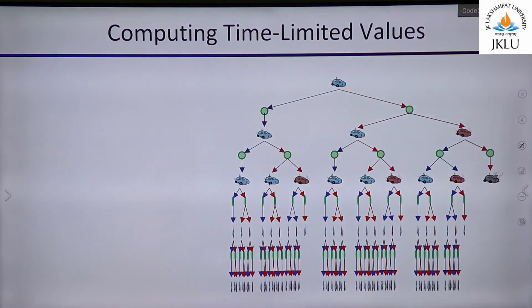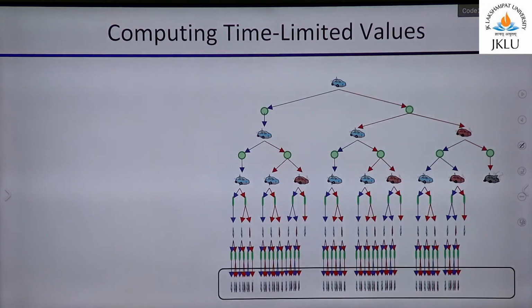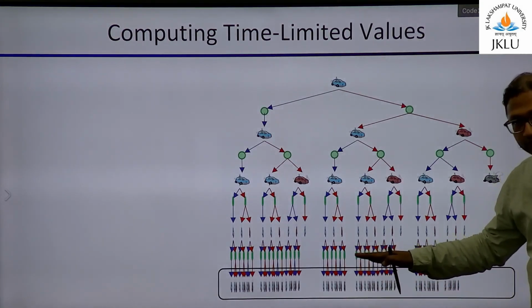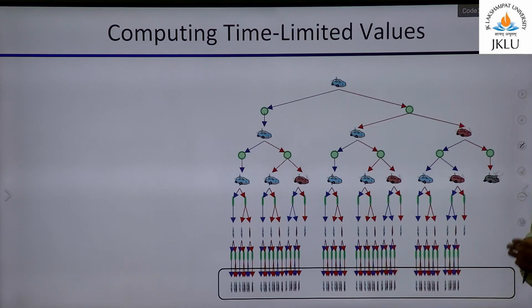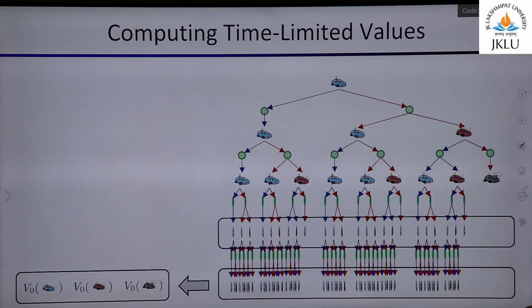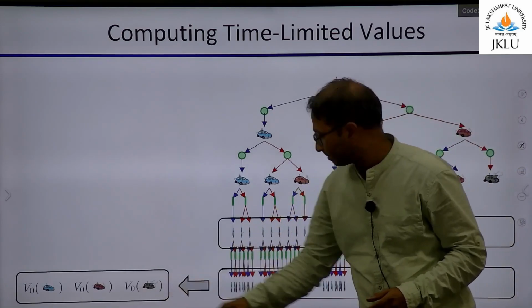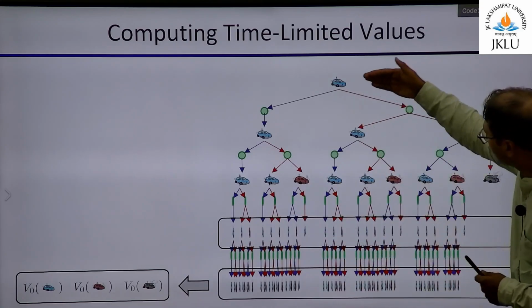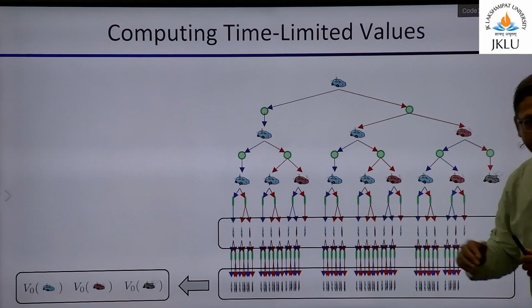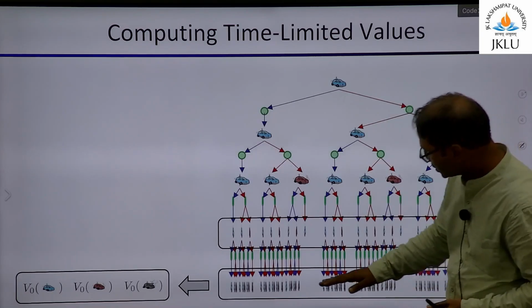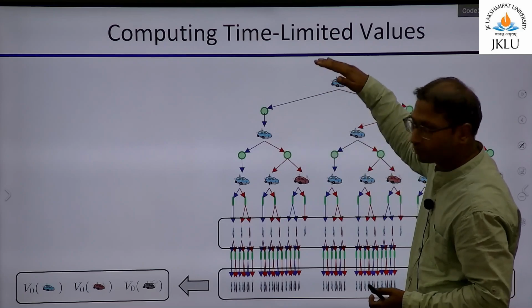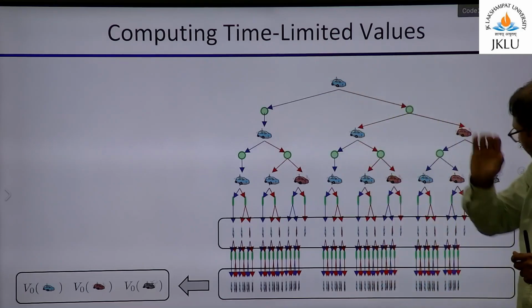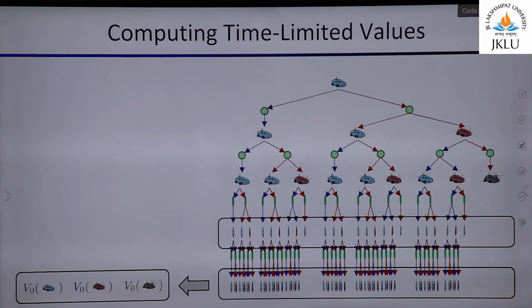So computing time limited values. What happens here if you have an infinite tree very deep down? V's will be 0. Okay? So that is our V0. So let's say this particular tree is 1, 2, 3, 4, 5 depth. So 0, 1, 2, 3, 4. We can go all the way until V4. V0s are all zeros, right? We are saying they are so deep down that their value is 0.